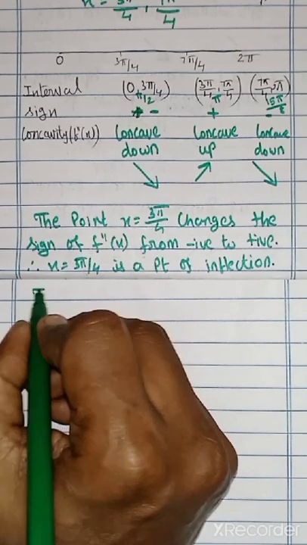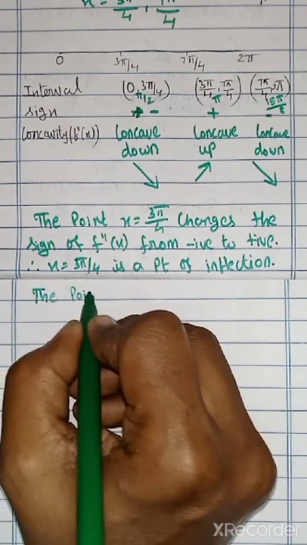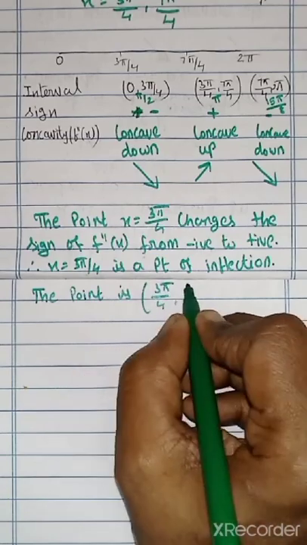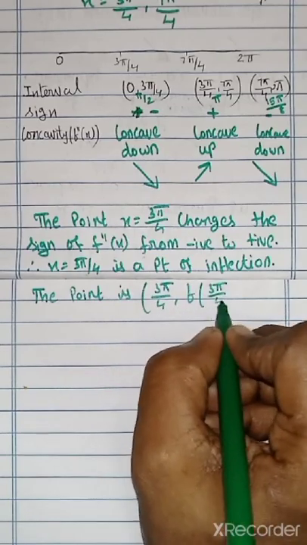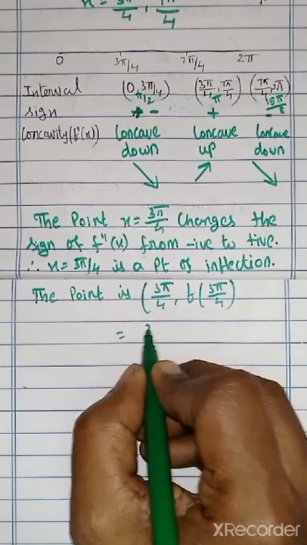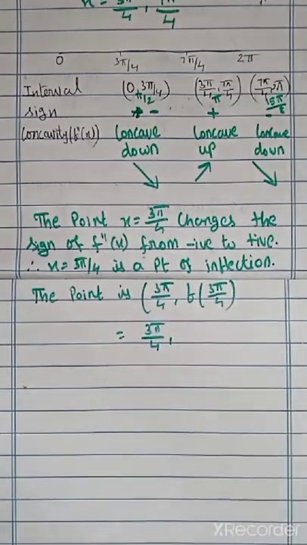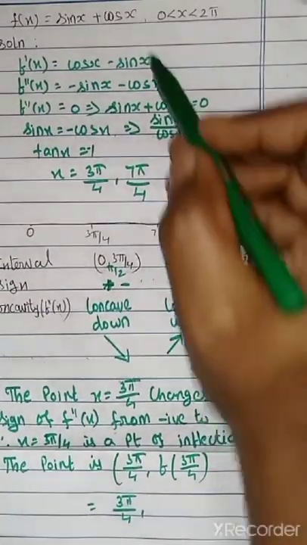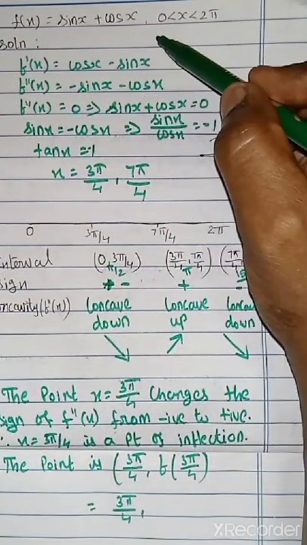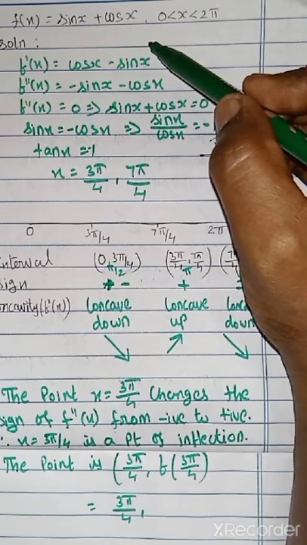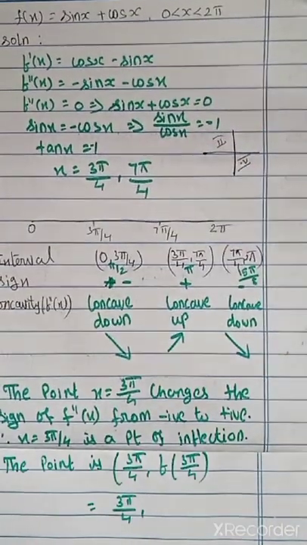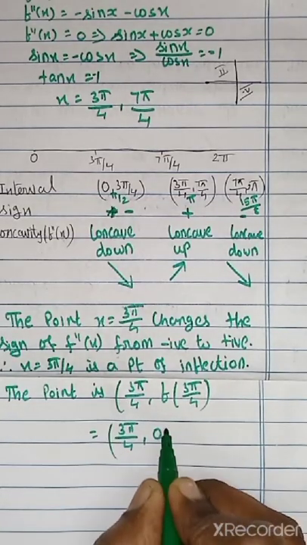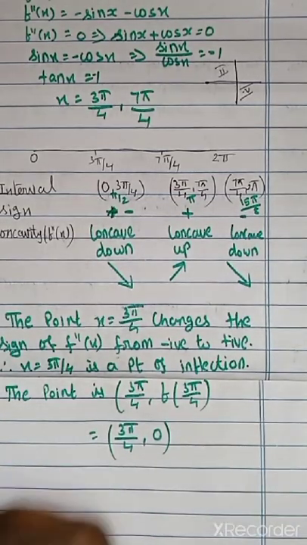And the point is 3 pi by 4 comma f of 3 pi by 4. Now f of 3 pi by 4, this is your question, instead of x we have to substitute 3 pi by 4, and if you substitute 3 pi by 4 and see, you will get the answer as 0. So 3 pi by 4 comma 0 is one point of inflection.